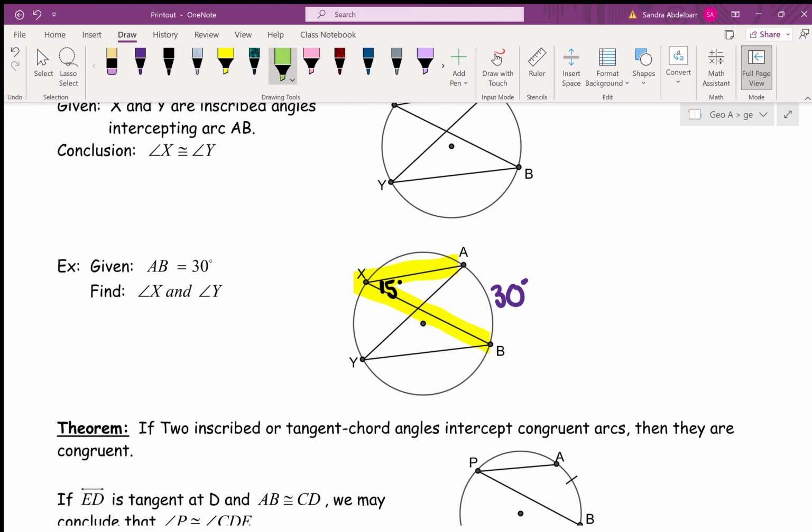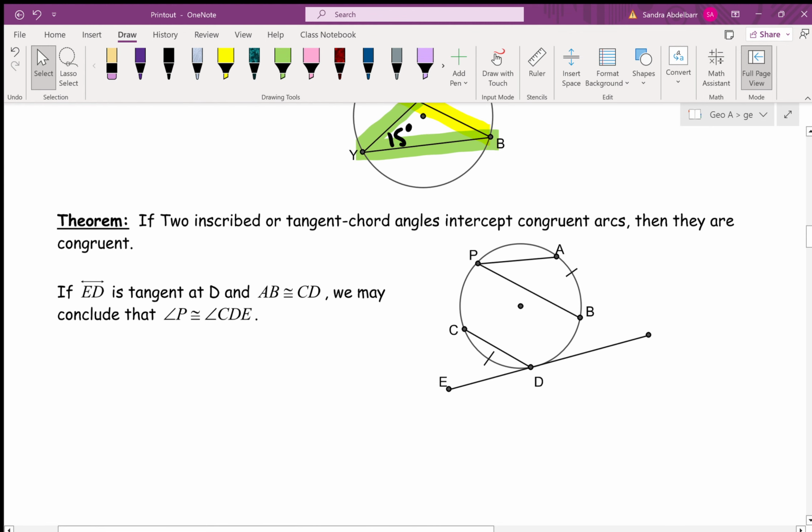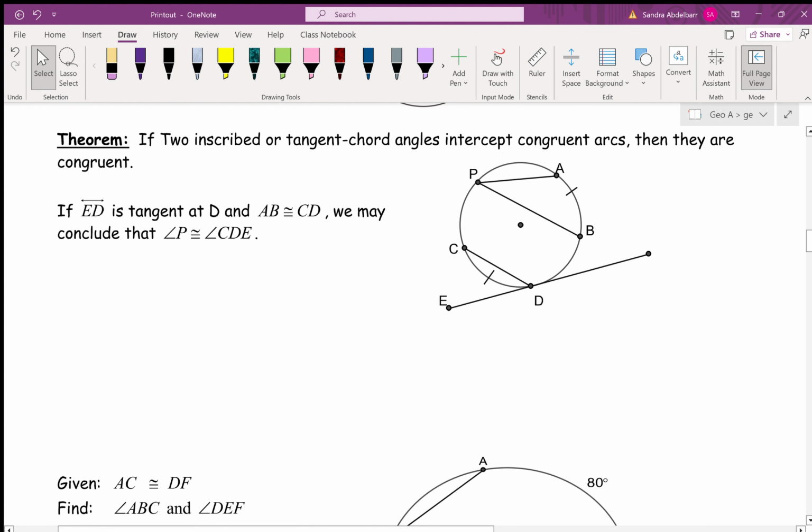Now, angle Y is also an on angle. And isn't angle Y also eating arc AB? So an on angle is arc divided by 2. We're eating the same arc. It's 30 divided by 2. It's 15. That's what this is saying. It's saying if two on angles are intercepting or eating the same arc, then those two angles are going to be congruent.